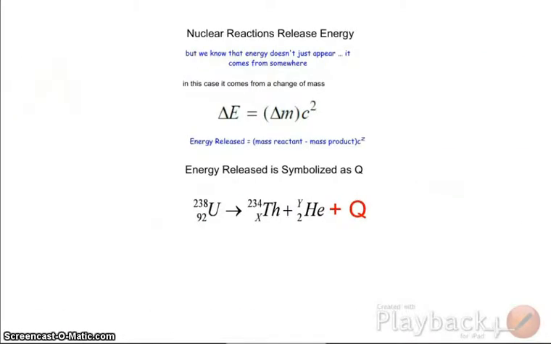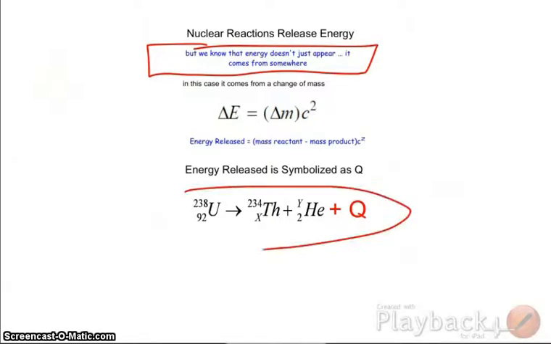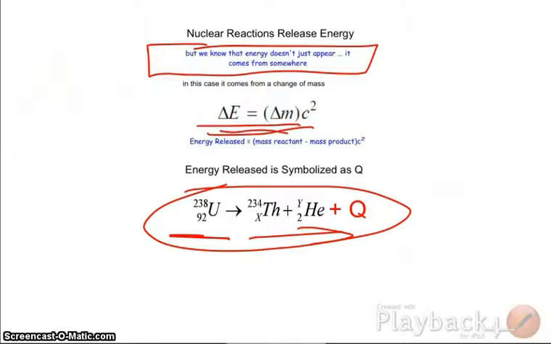Now these nuclear reactions release energy along with their decay. That's why we have nuclear power plants. Okay, we know energy doesn't just appear though. This is one atom, right? One atom just kind of splits up and becomes 2. Where does the energy come from? It doesn't just go poof. It comes from the energy released due to a mass change.